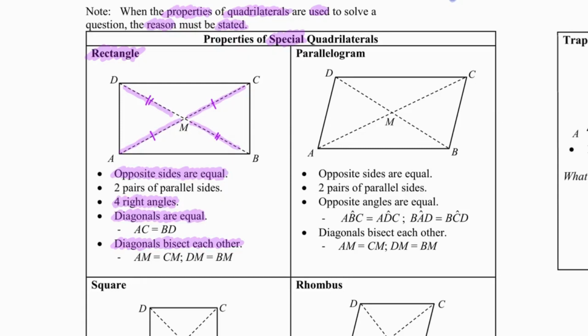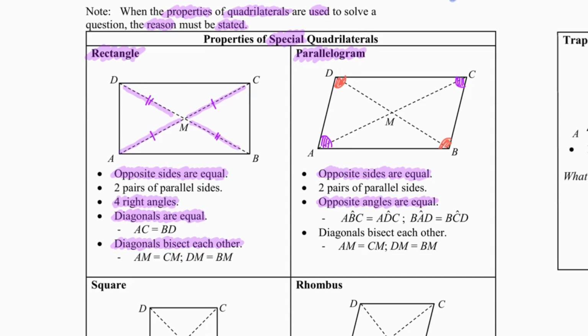Okay, let's move on to the parallelogram. Again, the properties that we always like to use, I'm going to highlight to you. Opposite angles are also equal. What does this mean? This means that this angle and this angle are equal. This angle and this angle are equal. So the opposite angles are equal in a parallelogram.